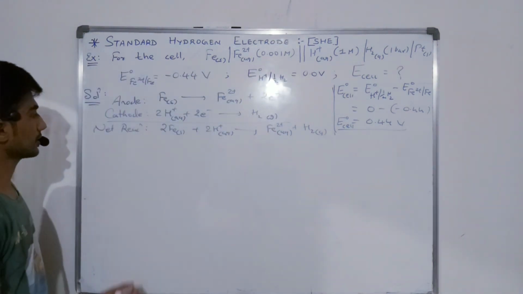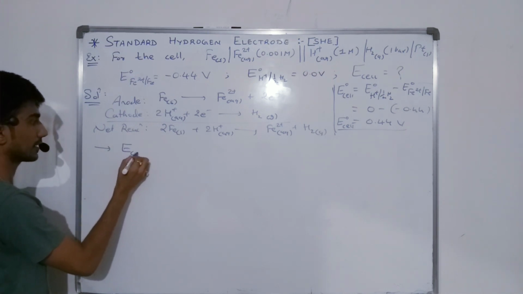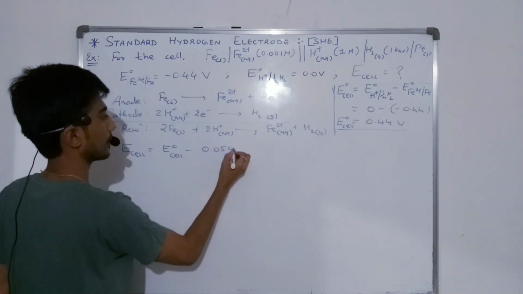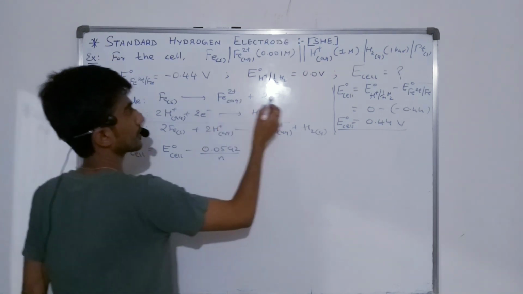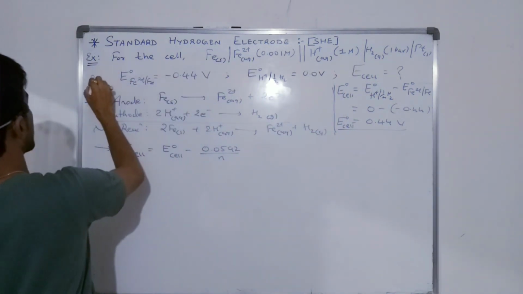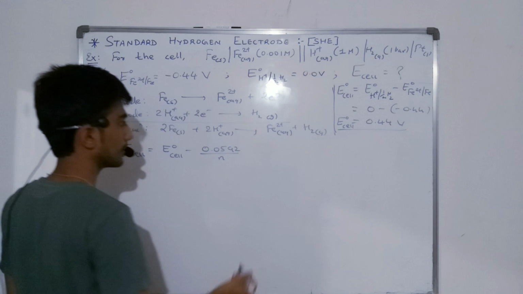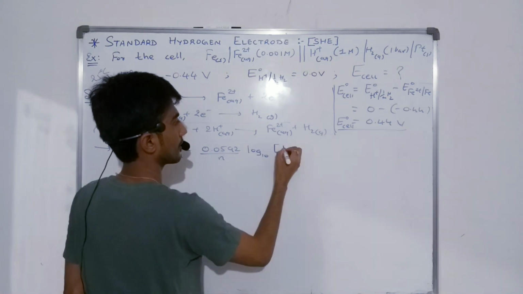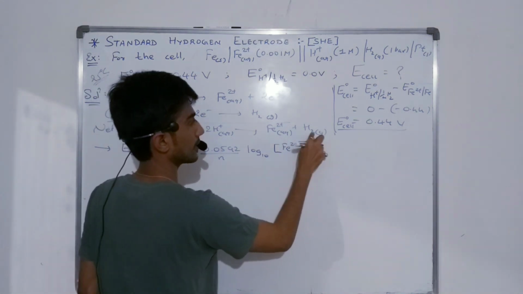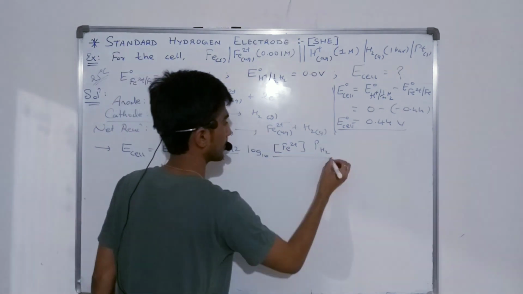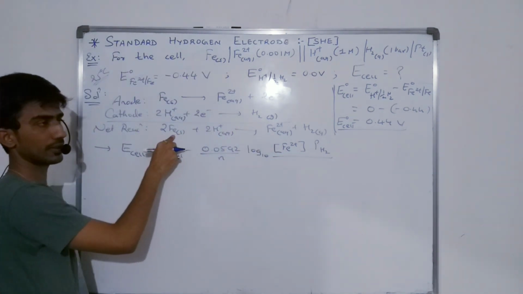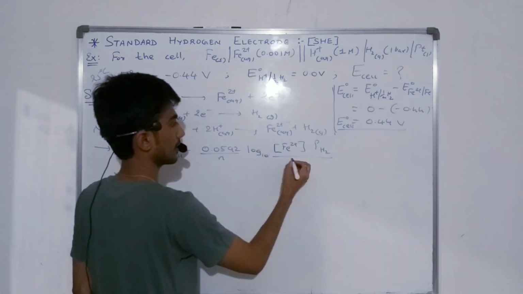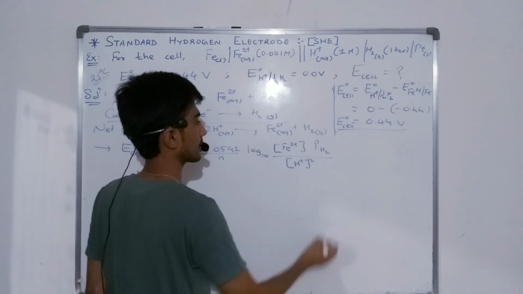Now we will find the cell potential. Let us put the formula. E cell is E naught cell minus 0.0592 upon n, the whole cell is occurring at 25 degrees Celsius, right? Log base 10, the concentration of product, concentration of Fe2 positive, this is gas, that means partial pressure of hydrogen, upon concentration of Fe, and concentration of H plus square.